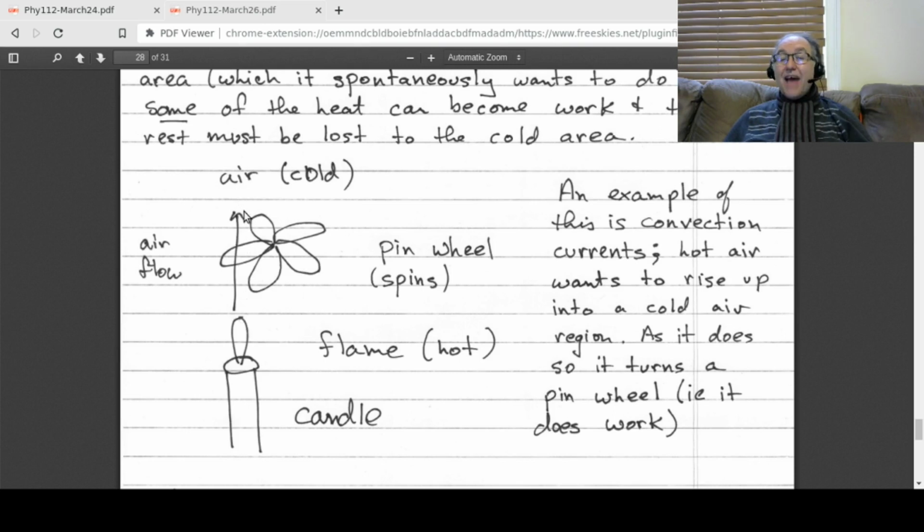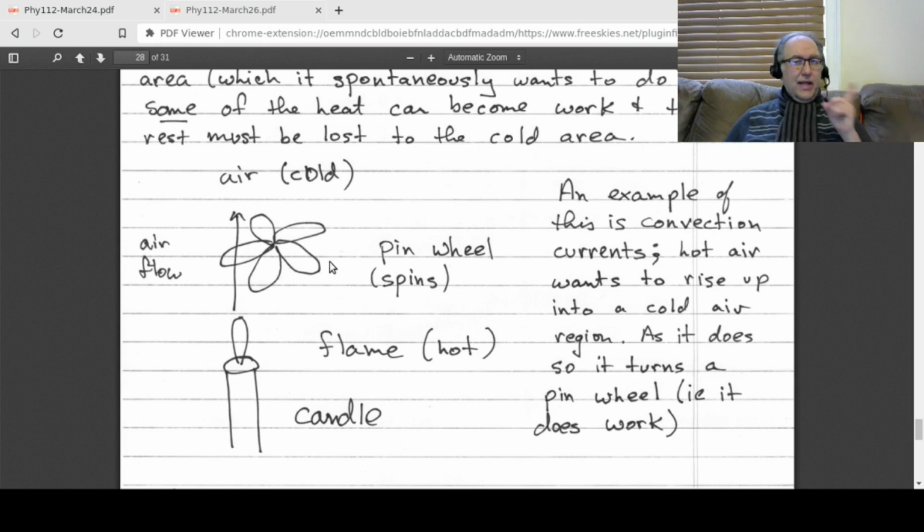And in that flow, in that convection current, it turns around this pinwheel, and it causes the pinwheel to turn. So the heat, the flow of the air upwards from hot to cold, will cause a pinwheel to turn. Is this an example where heat is doing work? Yes, it is. The heat, which is released from the chemical reaction as the wax burns, is turning into the work that is causing the pinwheel to turn.